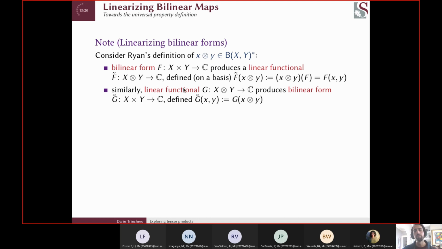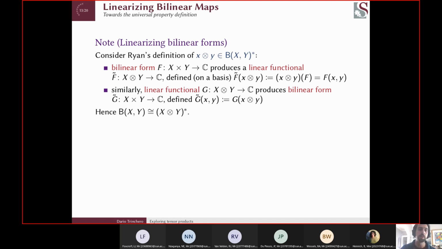Similarly, if we take a linear functional on the tensor product, we can produce a bilinear form just by chaining that linear functional together with the bilinear map that takes us from X comma Y to X tensor Y. That map is bilinear. It's easy enough to check that. So from bilinear forms, we've obtained linear functionals on the tensor product. And from linear functionals on the tensor product, we've obtained bilinear forms on the Cartesian product. And this is really the central connection. We can take it one step further.